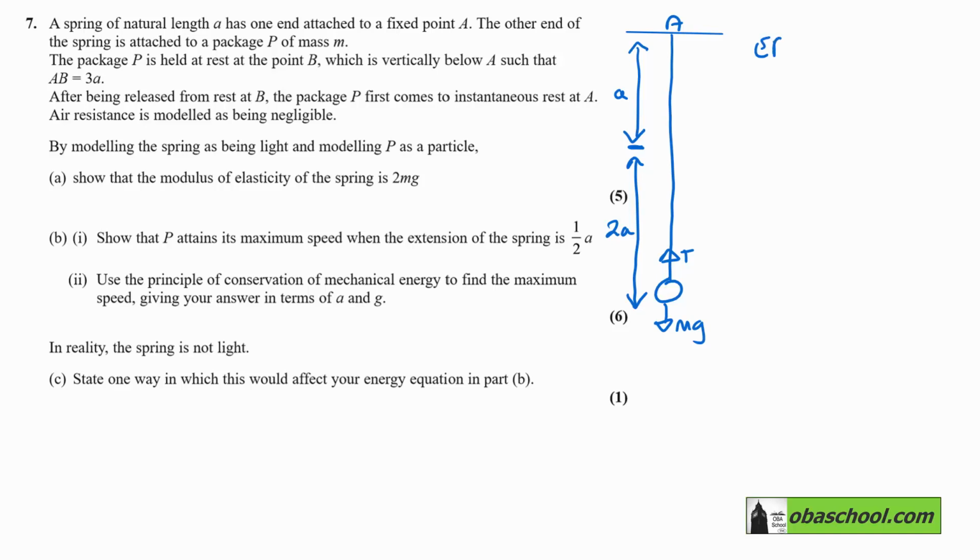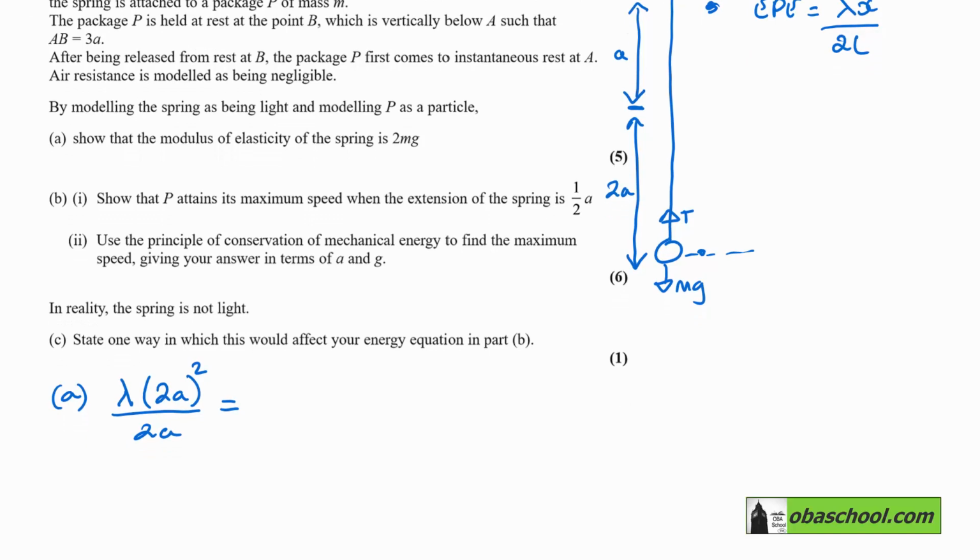And we know that the elastic potential energy is lambda x squared over 2L. And so we release it from here, and when it gets to here, the velocity is 0. And the compression in the spring at that point would be A. So the elastic potential energy that it has at the start, which would be lambda (2A) squared over 2 times A, the natural length being A, that's going to be equal to the potential energy that it has up here. Let's take potential energy as 0 down here at the bottom. And so it's risen a distance of 3A.